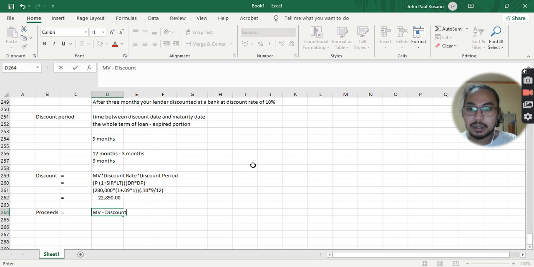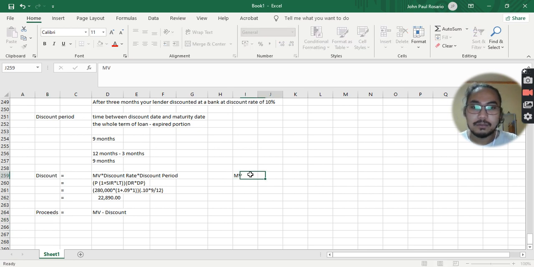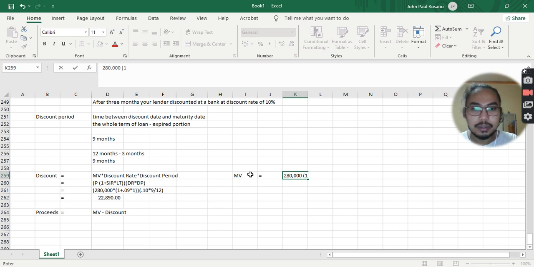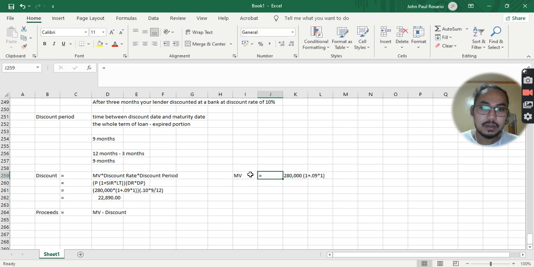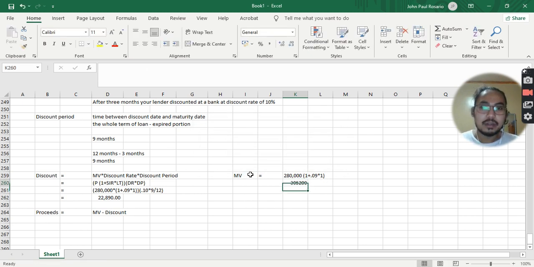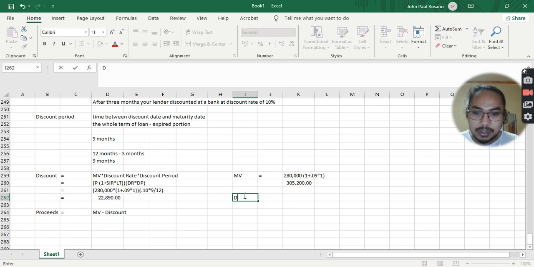So our maturity value here, how much is our maturity value, for MV. For simple interest, our maturity value here is 280,000 multiplied by 1 plus 0.09 times 1. So our maturity value is 305,200. And if you simply replace it here, so that will be the discount here.